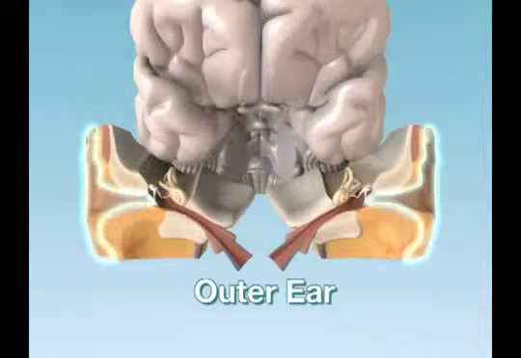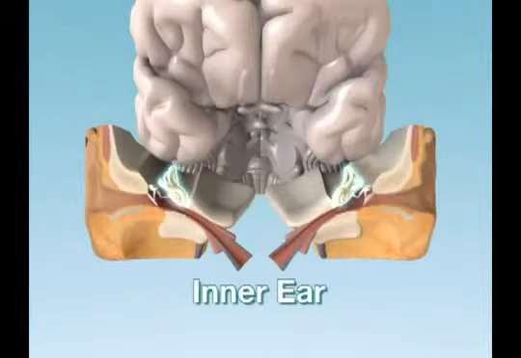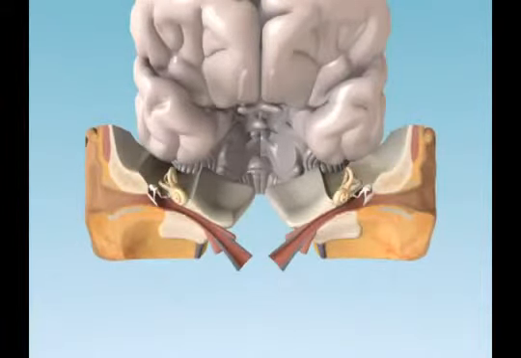Understanding the anatomy of your ear and how it works can help you better understand hearing. Our ears are comprised of three parts: the outer ear, the middle ear, and the inner ear. Each part plays a very important role in how we hear sound.